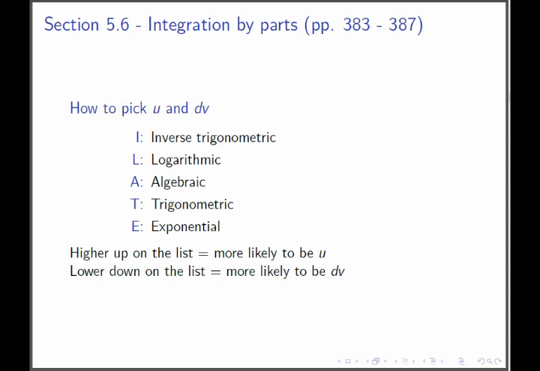Now, how do we pick the u and the dv? This acronym helps you to make this decision. ILATE. It stands for inverse trigonometric functions first, logarithmic functions next, algebraic functions, then trigonometric functions, then exponential functions. Higher up on the list means that you're more likely to make that your u, and lower down on the list means you're more likely to be dv. By the way, what does algebraic mean? That means any kind of polynomial, any kind of fraction or square root, any expression which can be expressed using multiplication, division, addition, subtraction, and raising to constant powers.